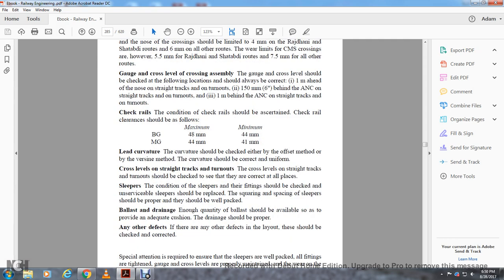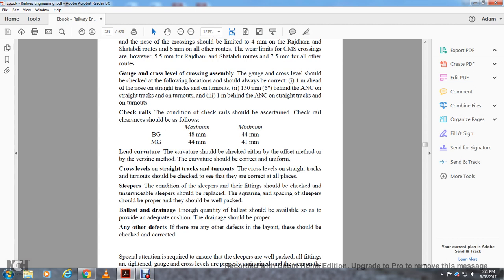Gauge and cross level of the crossing. The gauge and cross level should be checked at the following locations: 1 meter ahead of the nose on the straight track with the turnout, 150 millimeters (6 inches) behind the actual nose, and on the curve and straight track of the turnout, behind the actual nose of the straight track and turnout.